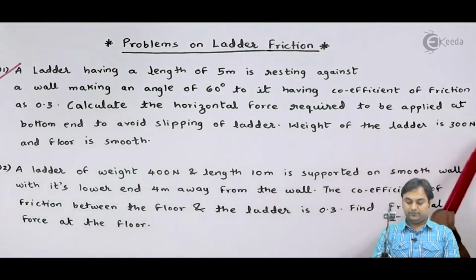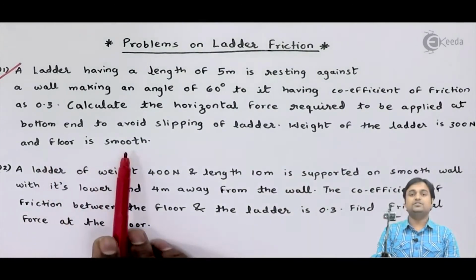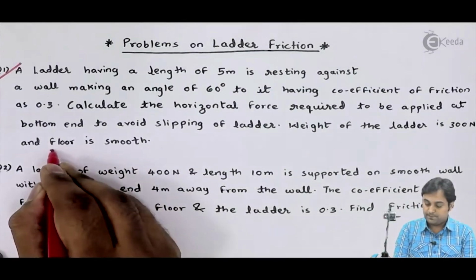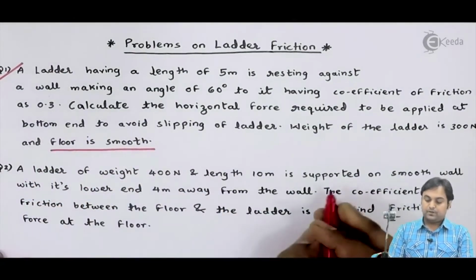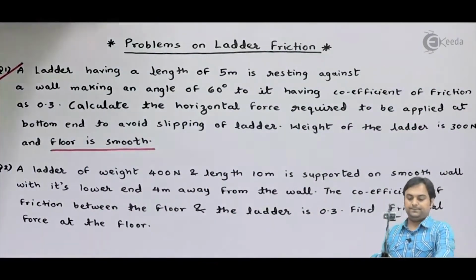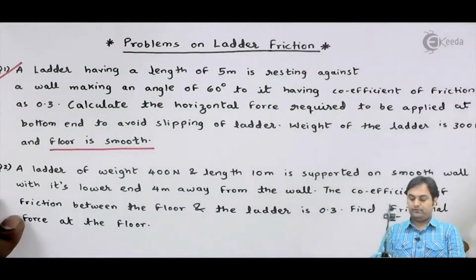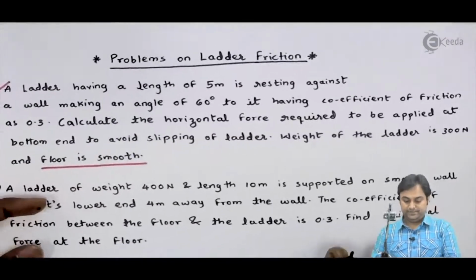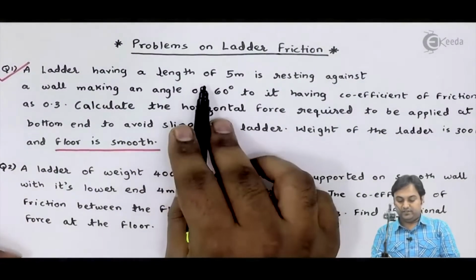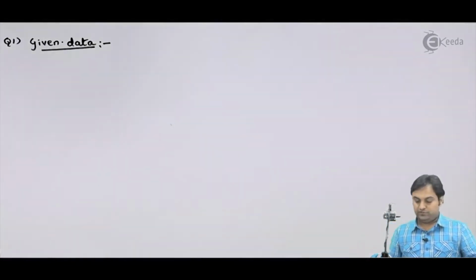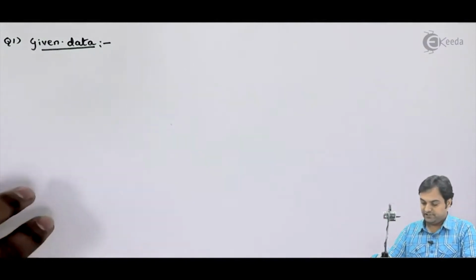Weight of the ladder is 300 Newton and floor is smooth. See the condition given here that the floor is smooth. Now, based on this condition, we would be writing the data. We are into the first question on ladder friction. Here they have said that a ladder having length of 5 meter is resting against a wall. So first I would be drawing the diagram of the ladder.